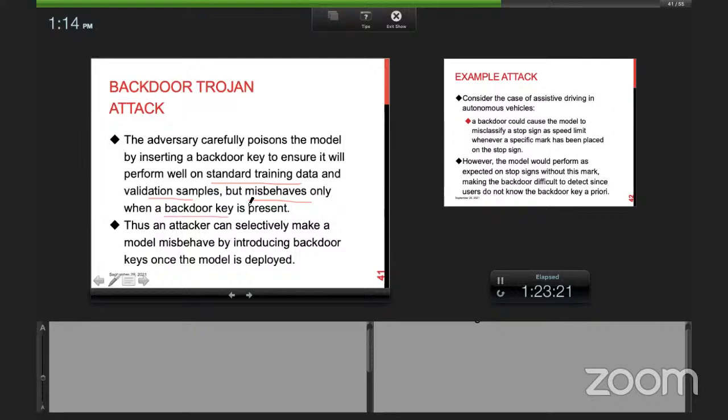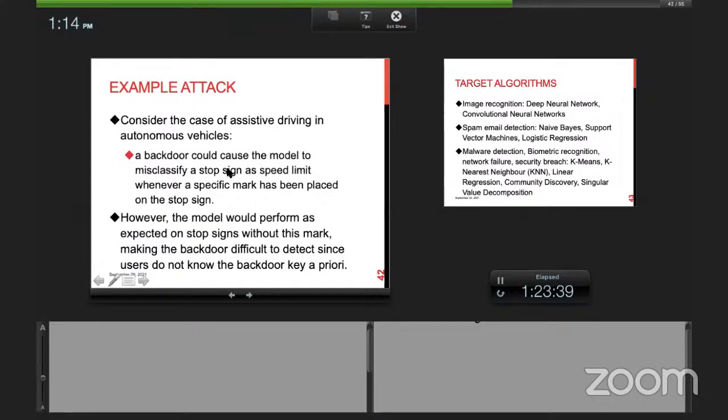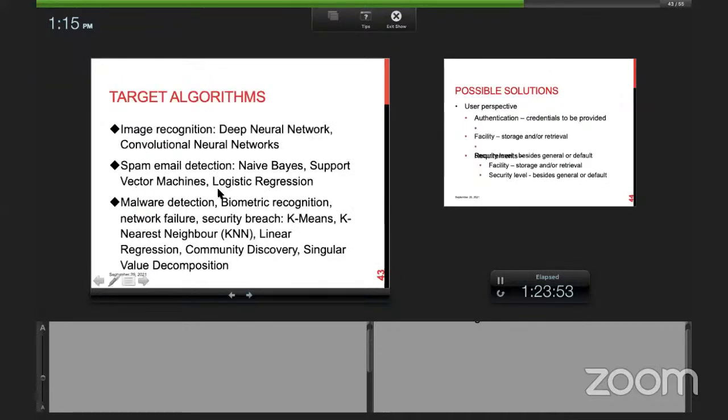So for most of the data, it will not do anything. But suppose in some data the backdoor key has been inserted and the model is being poisoned by the backdoor key. The model will misbehave. For example, the model may misclassify a stop sign as a speed limit whenever a specific mark has been placed on the stop sign. In this way the attacks may take place. The targeted algorithms include all types you can think of: image recognition, spam email detection, malware detection. Everything may be targeted by malicious users of the system.